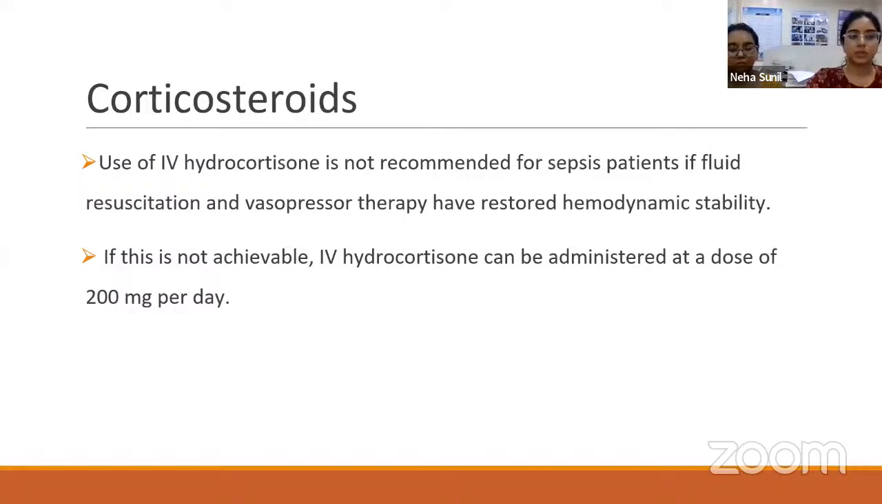So coming to the use of corticosteroids. We administer IV hydrocortisone. Use of IV hydrocortisone is not recommended for sepsis patients if fluid resuscitation and vasopressor therapy have restored hemodynamic stability. But if again BP is not being maintained, then we can start IV hydrocortisone. We administer about 200 milligram per day, and it can either be given as divided doses of 50 mg, or we can also give it as an infusion. It is also advised to start this 4 hours after starting any inotropes.